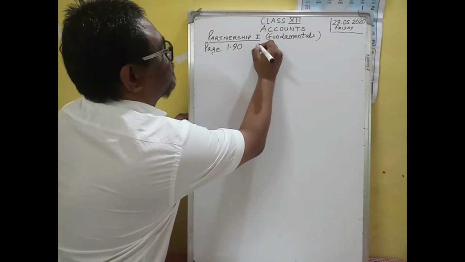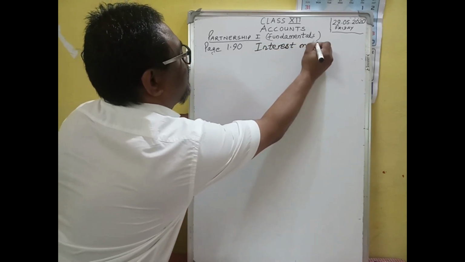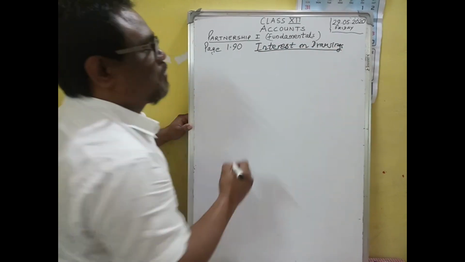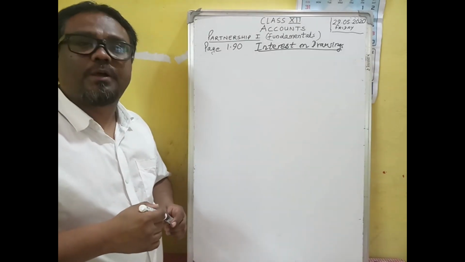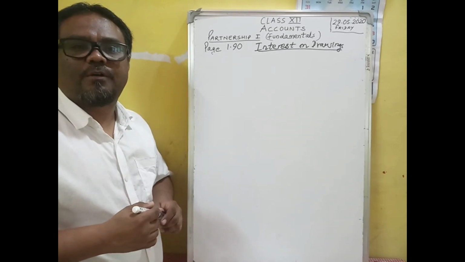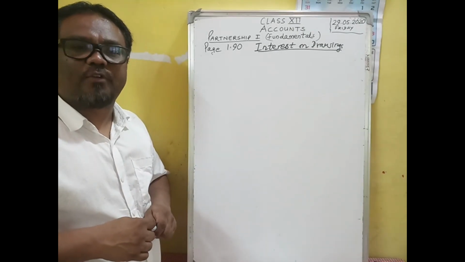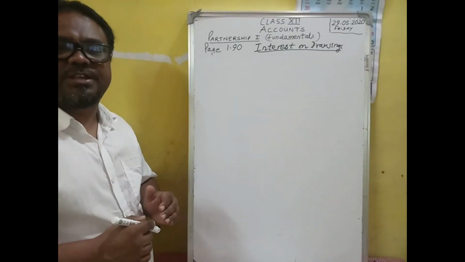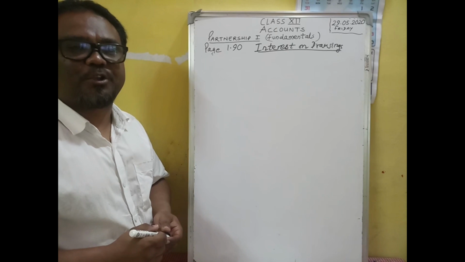Interest on drawings. The firm has to get interest on drawing from the partners. Here the firm will take interest on drawing from the partners, so it is income for the firm. Interest on drawing is always credited to the profit and loss appropriation account.